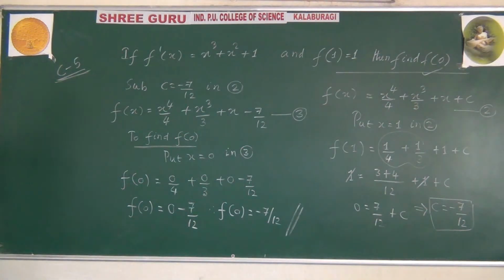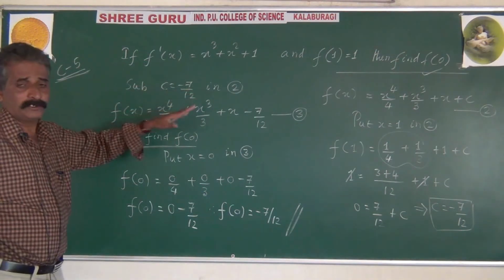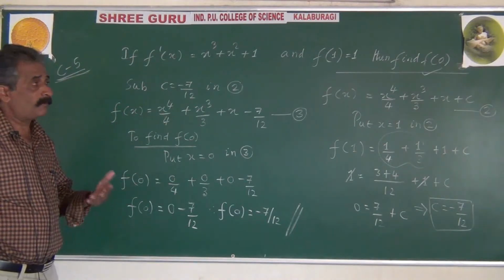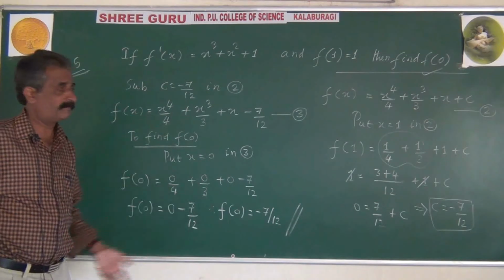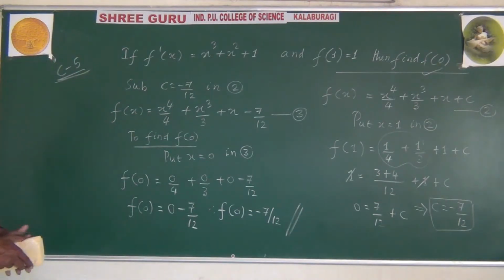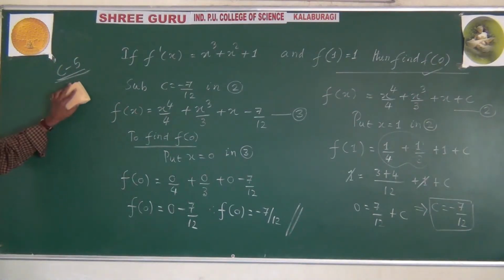It may also be given to find f of 2. If it is given to find f of 2, put x equal to 2 and simplify. If it is given to find f of minus 1, here put x equal to minus 1 and simplify. That's it. Next question.